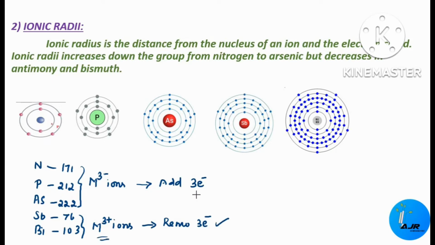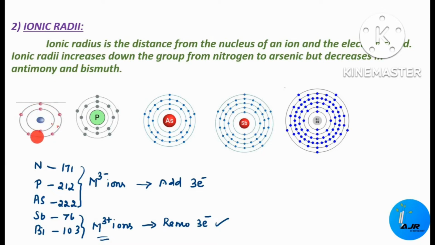When 3 electrons are added, this addition of 3 electrons will be taking place in the valence shell, that is, in the outermost shell. But the nuclear charge will remain the same. See here, if 7 electrons and 7 protons are there, and 3 more electrons are added, we will have only 7 protons but the electrons will be increasing.